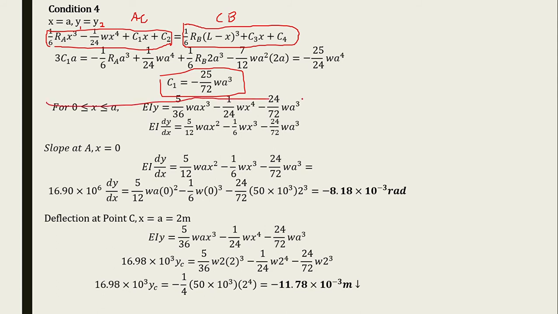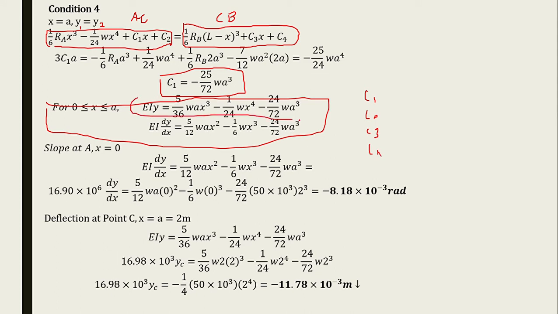Then we get this value when we input all the constants C1, C2, C3, and C4, and we cancel this part.